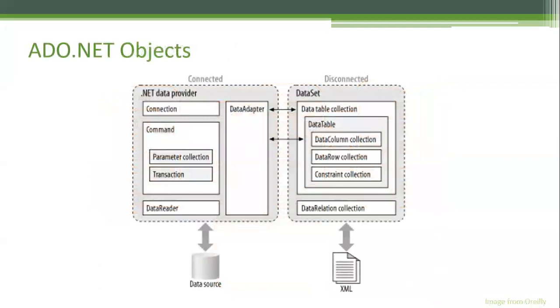Okay, so this is the way connected and disconnected data will be stored. If you take a data set, it is a new class which will hold the data tables collection. Each table will have a columns collection, rows collection, and constraints collection. The data adapter will be used to interact with the data source. The data set will not directly interact with the data source; rather, it will use the data adapter.